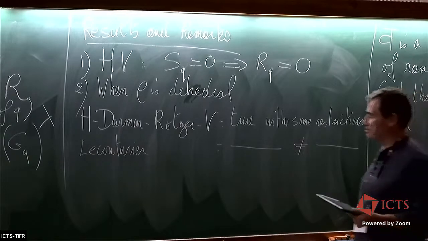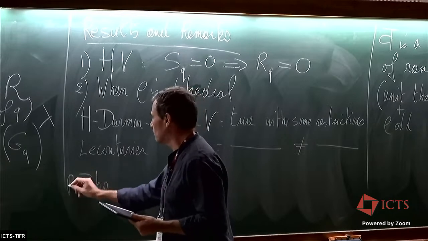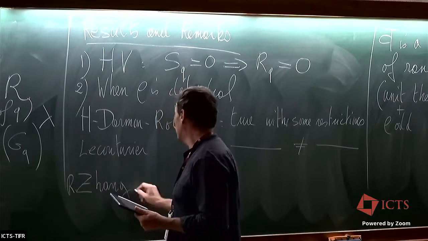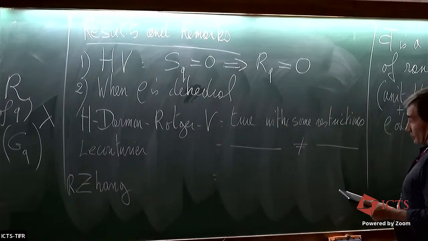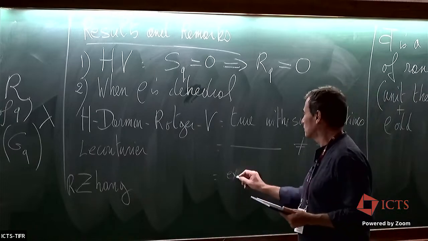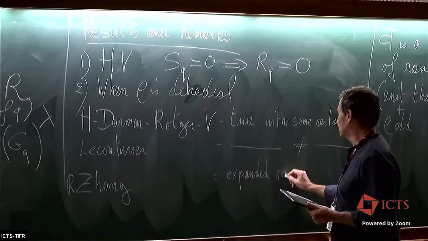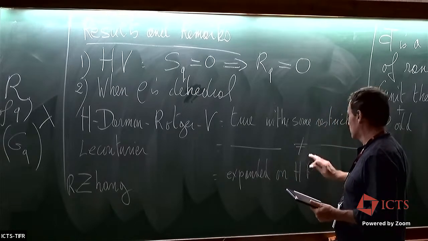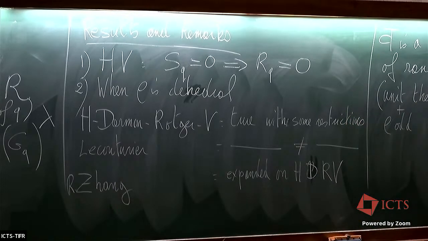And Robin Zhang, a student of Michael Harris, has expanded on this. So he removes some restrictions. And also, he has, in a sense, generalized the conjecture, gave a nice shape to the conjecture. Maybe I'll have time to speak about this.